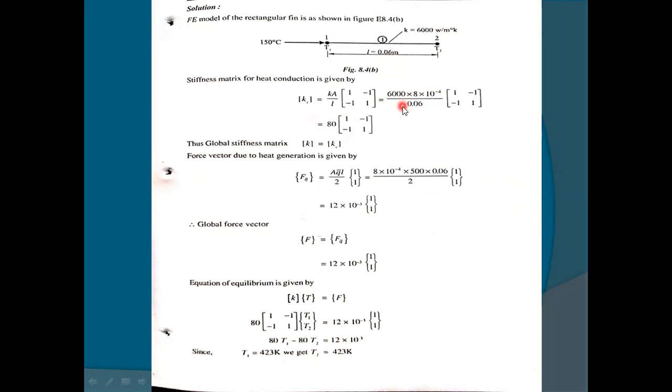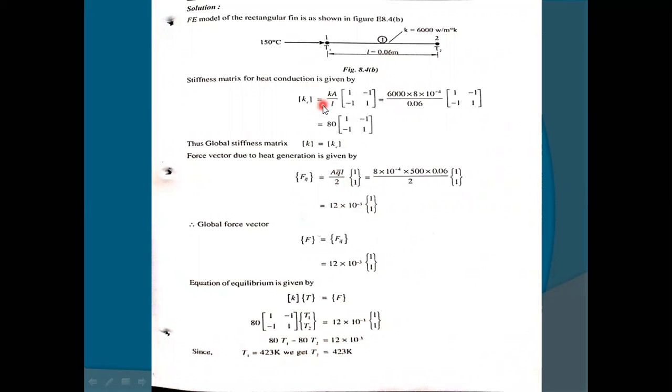Now K is over. Next, we have to calculate the force vector due to the heat generated. The formula is F(Q) equal to A q dash L divided by 2, times the vector 1, 1. This is the formula we use to calculate the force vector when heat is generated inside the fin, and you should refer to this formula. The area is calculated, q dash is given, L you know, divided by 2. If you multiply, we get 12 into 10 to the power of minus 3, times the vector 1, 1. So this is the force vector.